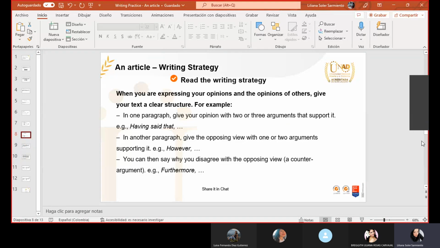Es un contraargumento. If you disagree with the other person's view, you can write furthermore. In addition, furthermore is used to introduce another consideration, your own view. Okay, continue.